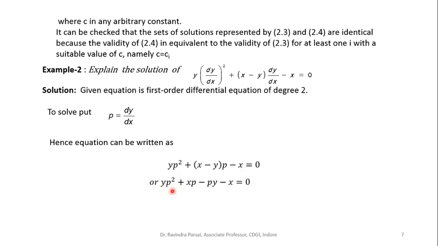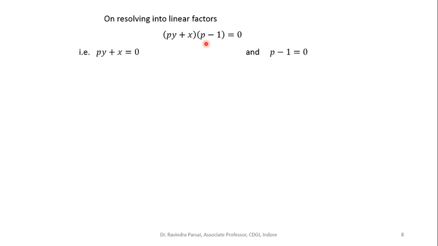So this equation is yp^2 + xp - py - x = 0. Now you can take common factors and resolve into linear factors. So you get one factor as py + x and another factor as p - 1 equal to 0. Now, by separating both the factors, py + x equal to 0 and p - 1 equal to 0, and then putting the original value of p, the objective of p is just to reduce the given problem of high degree to first degree. That's why we use these techniques here.